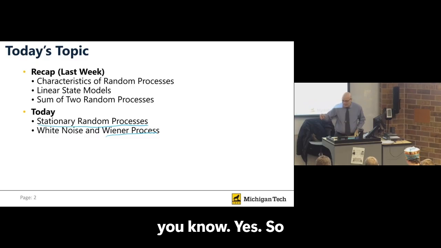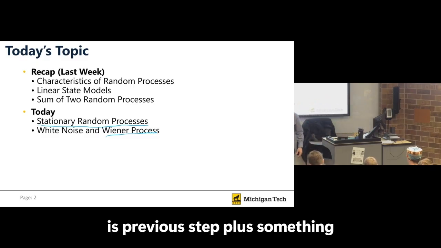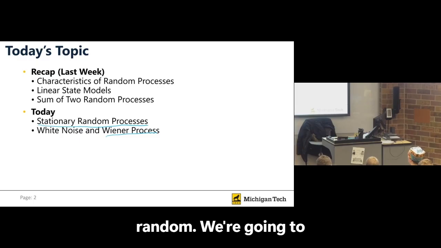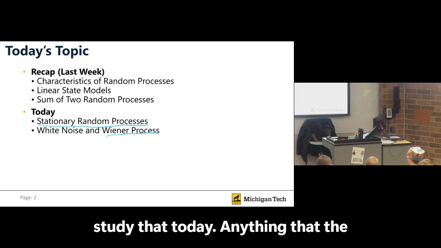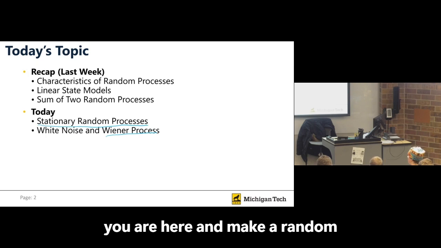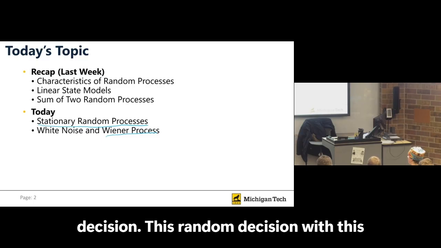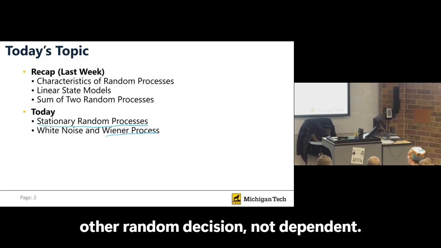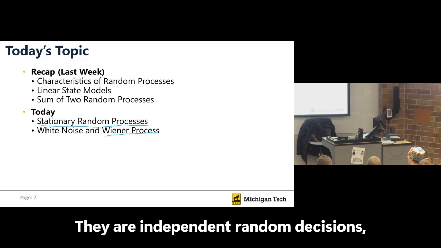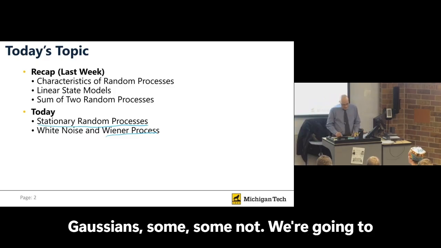Anything that is the previous state plus something random, we're going to study that today. Like you are here and make a random decision, and next time you make another random decision. This random decision and the other random decision are not dependent. They are independent random decisions, but they are random. Sometimes they are Gaussian, sometimes not. We're going to see that today.